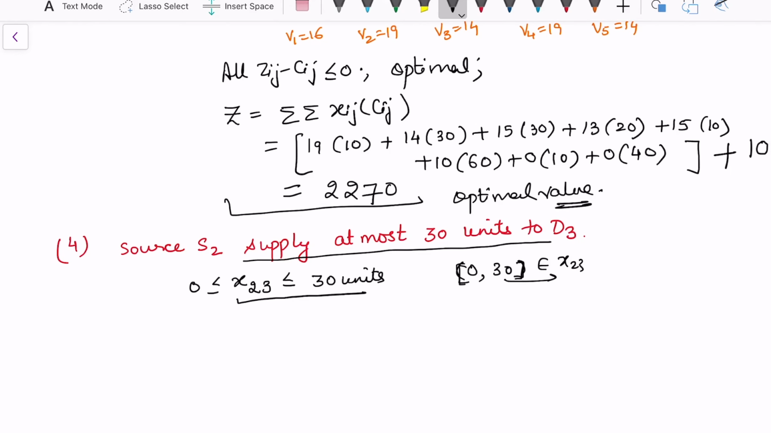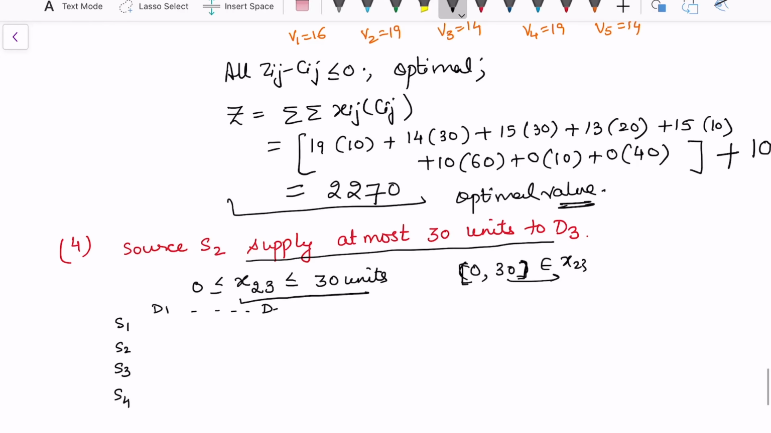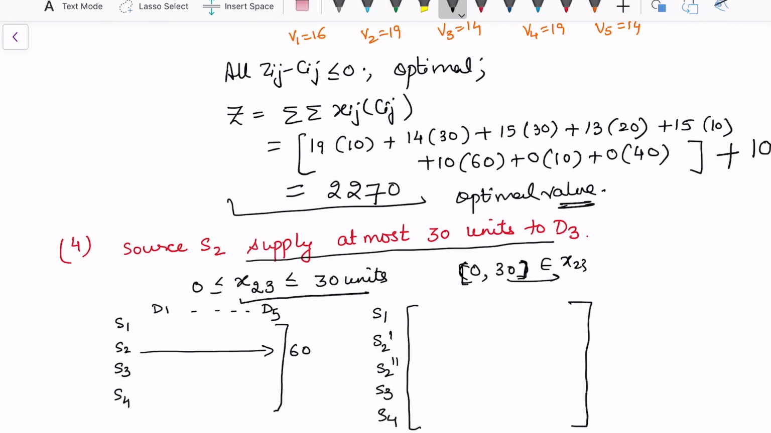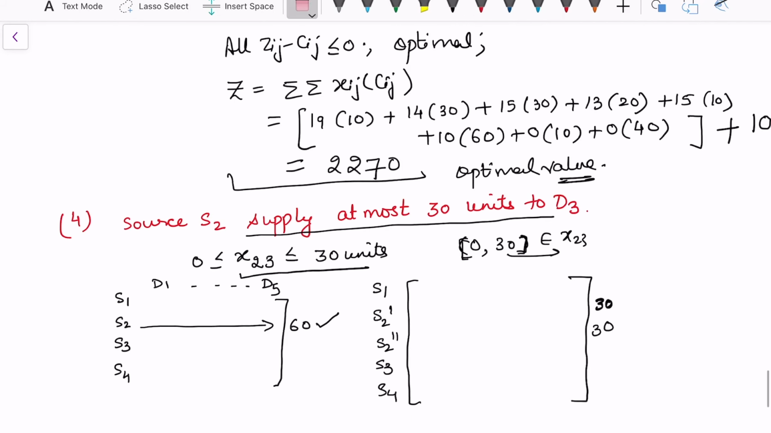Now, how to allocate this quantity? We have been given the 4 sources and the 5 destinations, D1 up till D5. Now, this particular source S2, which is 60 units, that's the second one. I'm going to split this into 2 parts. So, I'm going to write S1, S2 dash, S2 double dash, S3 and S4 with the same cost. The only thing is that I'm writing this 60 as 30 and 30.